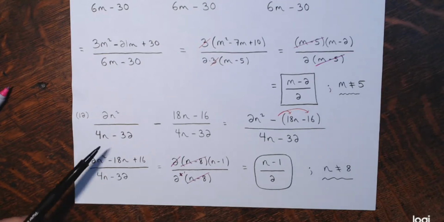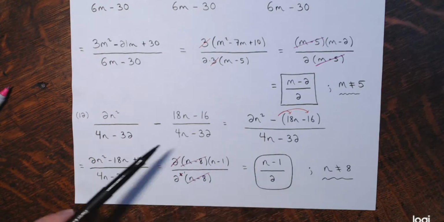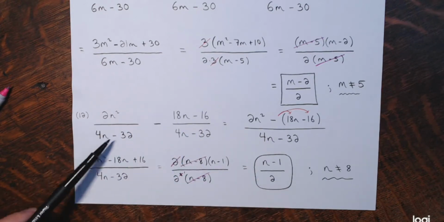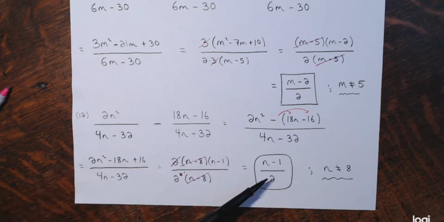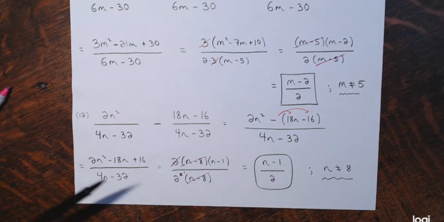Plug in any value of n you wish, as long as it's not 8, and check to see if the value of the original expression is the same as the value at the end of the final expression. And they should be if you did everything correctly.